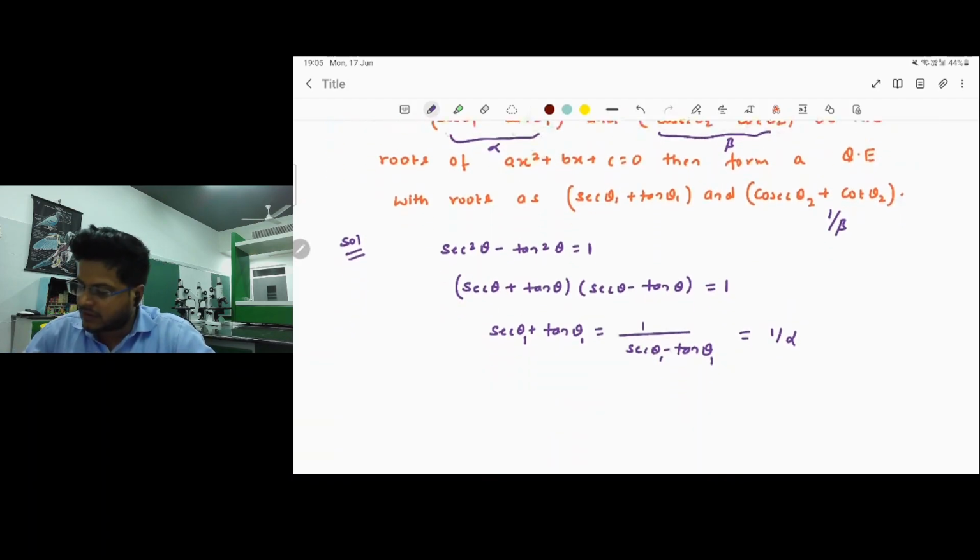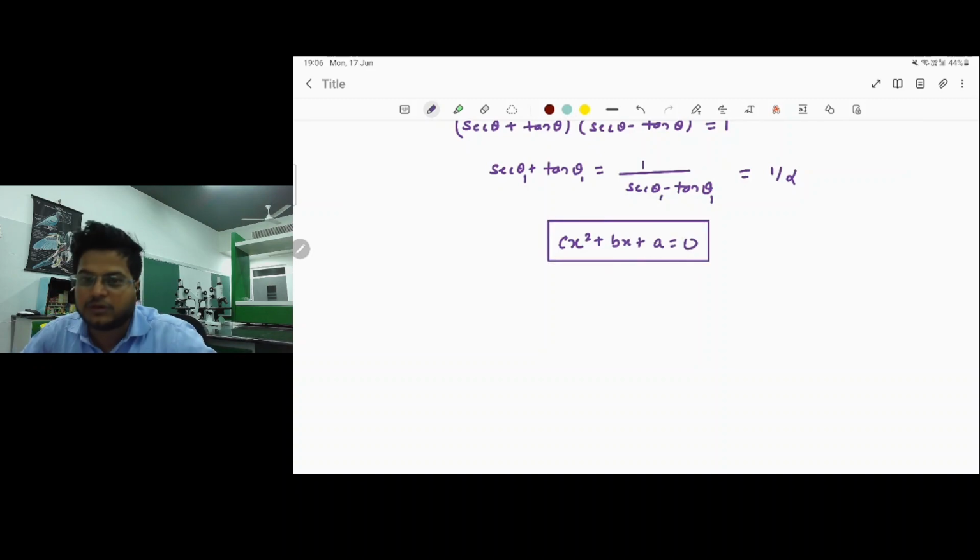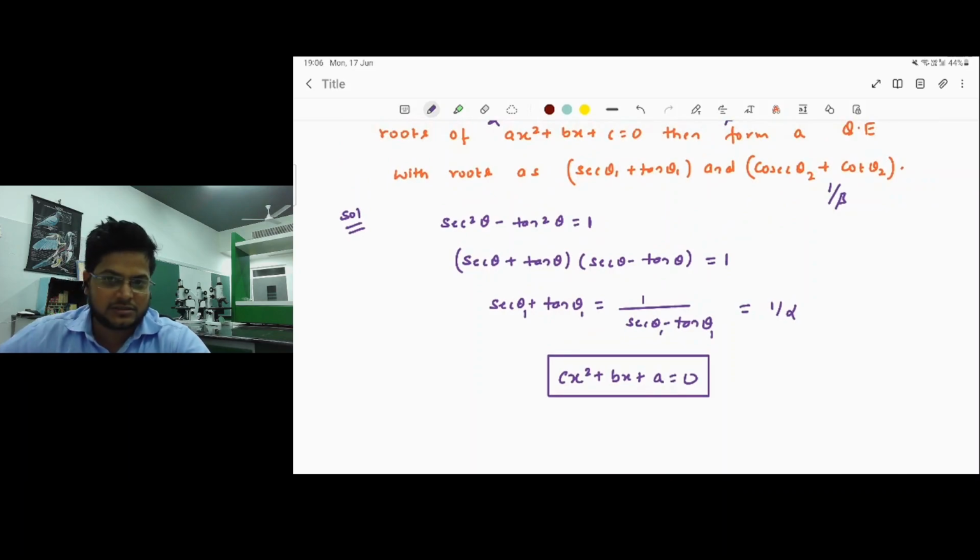What is the equation? Ax squared plus bx plus c equals 0. So our equation is going to be cx squared plus bx plus a equals 0, because already in the earlier lectures we have told that if a quadratic equation ax squared plus bx plus c equals 0 has roots alpha and beta, then the quadratic whose roots are 1 by alpha and 1 by beta is given as interchange a and c. So we got cx squared plus bx plus a equals 0, right? I hope it makes sense. Simple thing. Sec square minus tan square is 1. Everybody knows. A square minus b square, everybody knows.